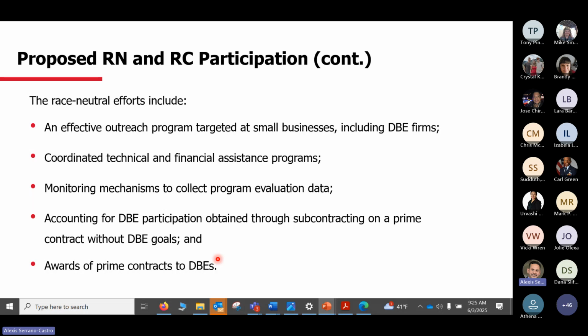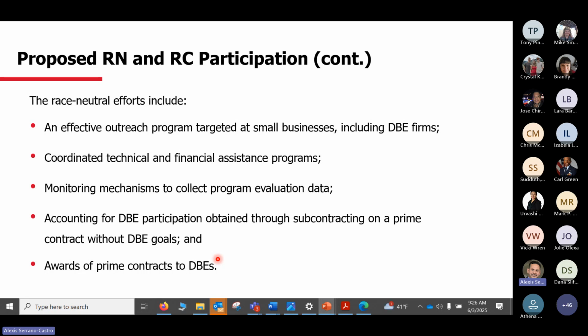We're going to look for more DBEs. We're going to keep continuing doing outreach programs targeted to small businesses, including DBE firms. We're going to coordinate technical and financial assistance programs like we're just doing. We're working on relaunching the SPSP program, the self-insurance program, sorry. And we're also putting together, for the first time in years, the Small Business Academy.